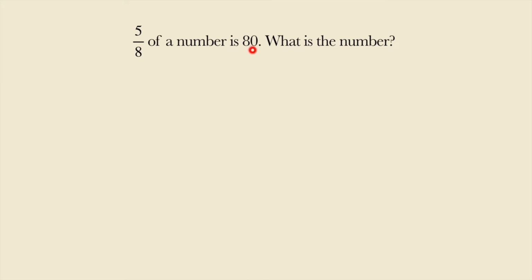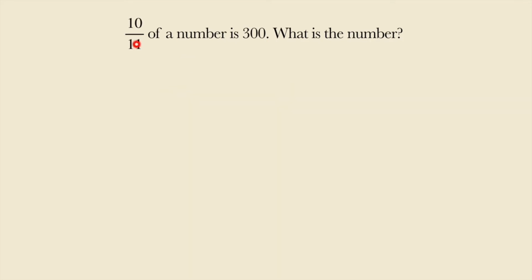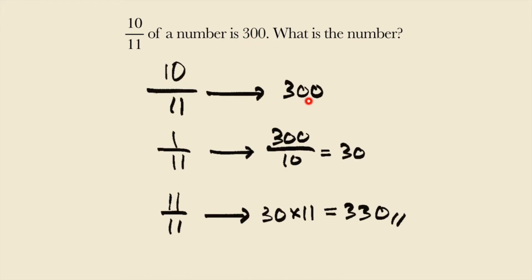5/8 is 80. What is the number? As in, what's 8 units representing? So 5/8 is 80, divide by 5, so we get 1 unit, that's 16. The number is simply 1 whole, which is 8 out of 8 units, so that's 128. 10/11 is 300. What is the number? So 10 units is therefore going to represent 300. 1 unit, we're going to divide by 10. The number, all 11 units, so that's 330.